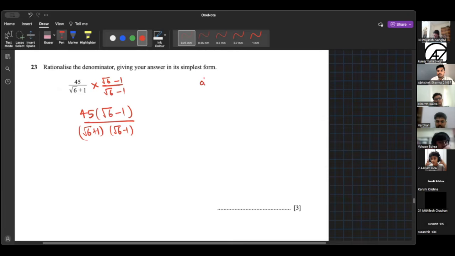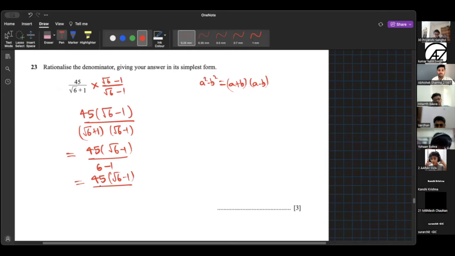Now we have the expansion of a square minus b square. That is a plus b multiplied by a minus b. Hence, the denominator can be written as 6 minus 1, because root 6 square is 6, 1 square is 1 only. 6 minus 1 is 5. So 45 root 6 minus 1 upon 5. 5 ones are 5, 5 nines are 45, hence 9 multiplied by root 6 minus 1. Clear? That's the final answer. 9 root 6 minus 1. Or if you want to multiply it, you can also write it as 9 root 6 minus 9, if you multiply 9 inside the bracket.